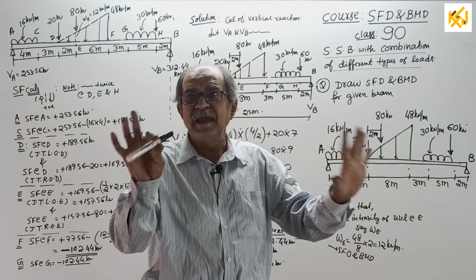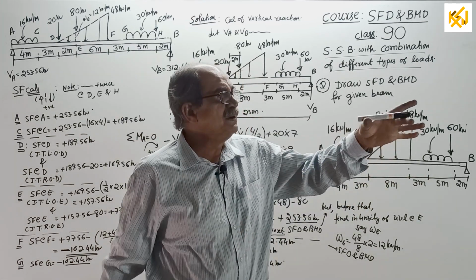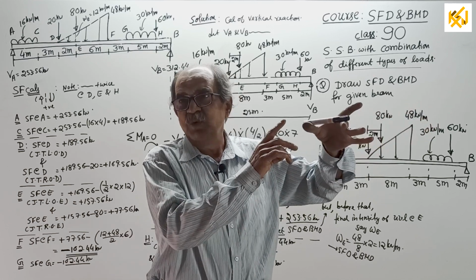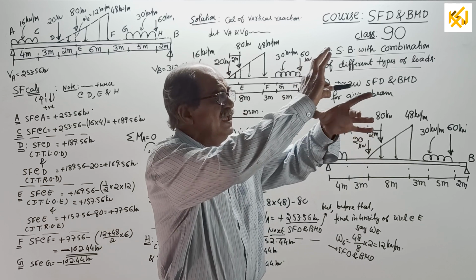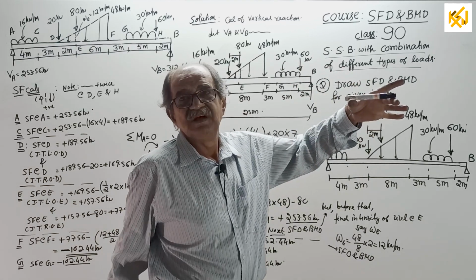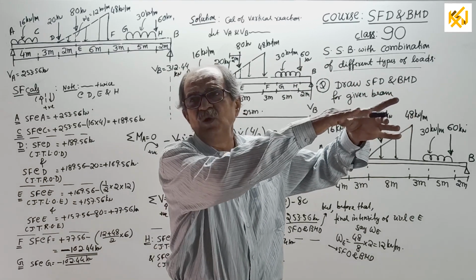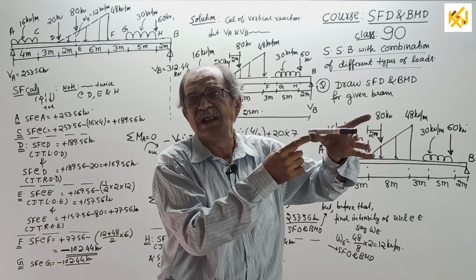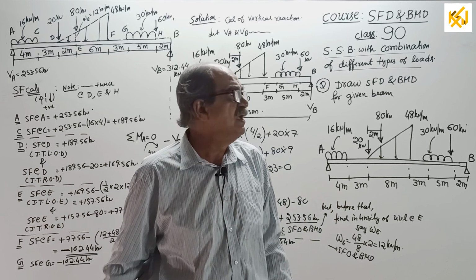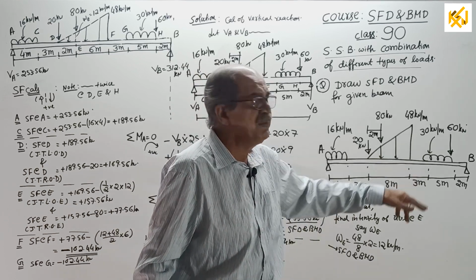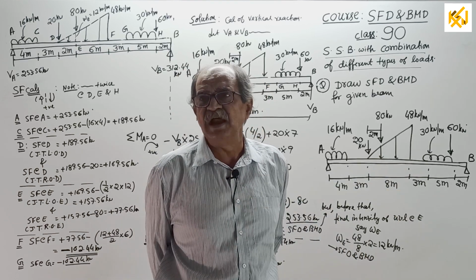Simply supported beam technically means like this. Of course, one hinge and one roller is simply supported, correct, but technically it cannot take horizontal load. If you provide a hinge here, then it can take horizontal load, but it will have no effect on SFD and BMD. That's why I am considering it simple. Later, I will start putting hinges and rollers.